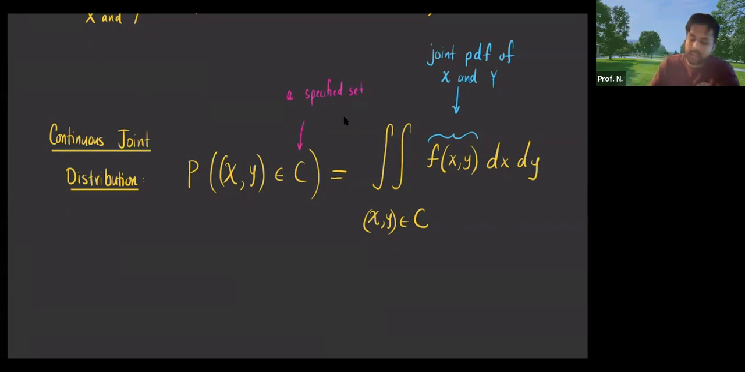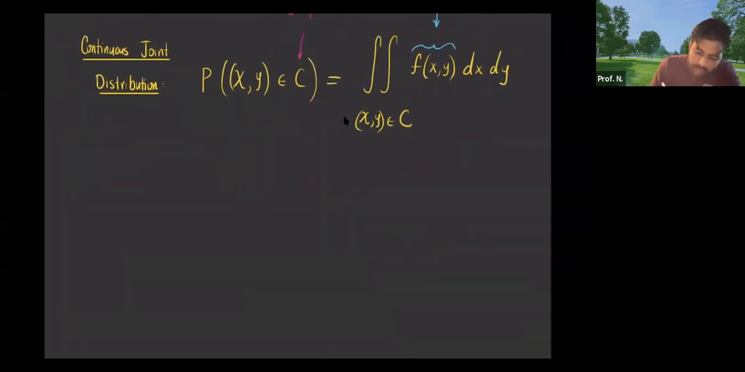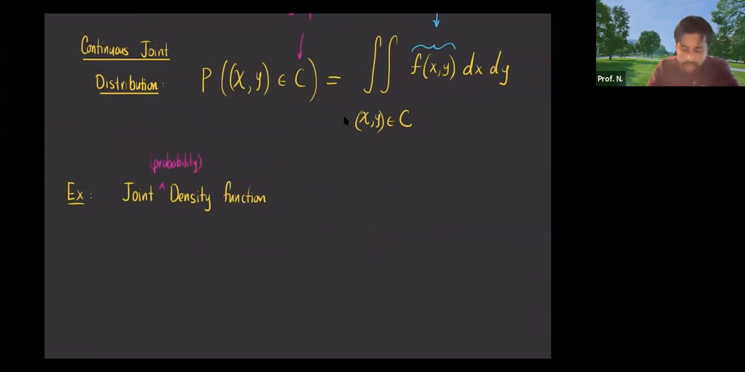So let me show you what I mean with a specific example. I'm going to give you the joint density function. A lot of these words are going to sound the same. Whenever you see joint density function, it's really saying the joint probability density function. In other words, what's the joint PDF?